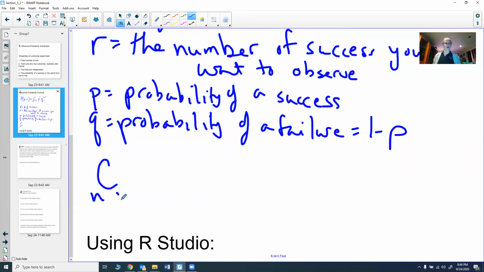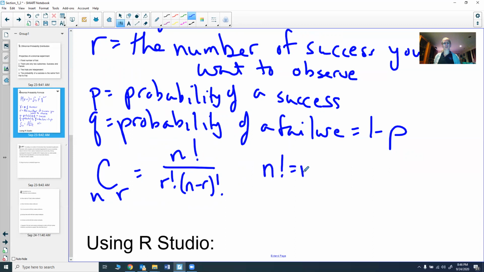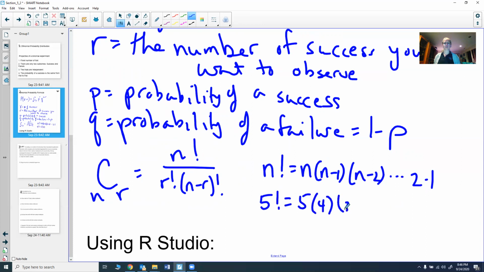And then this C and R thing, this is actually N factorial over R factorial times N minus R factorial. And what this factorial means is N factorial means you're going to start with N, you're going to multiply by the next number down, N minus 1. You're going to keep multiplying by the next number down till you get down to 2 times 1. So as an example, 5 factorial is 5 times 4 times 3 times 2 times 1. Your calculator will do this for you. It will even do this combination for you, but we're not even going to do any of it. We're going to use R to figure out all of this.